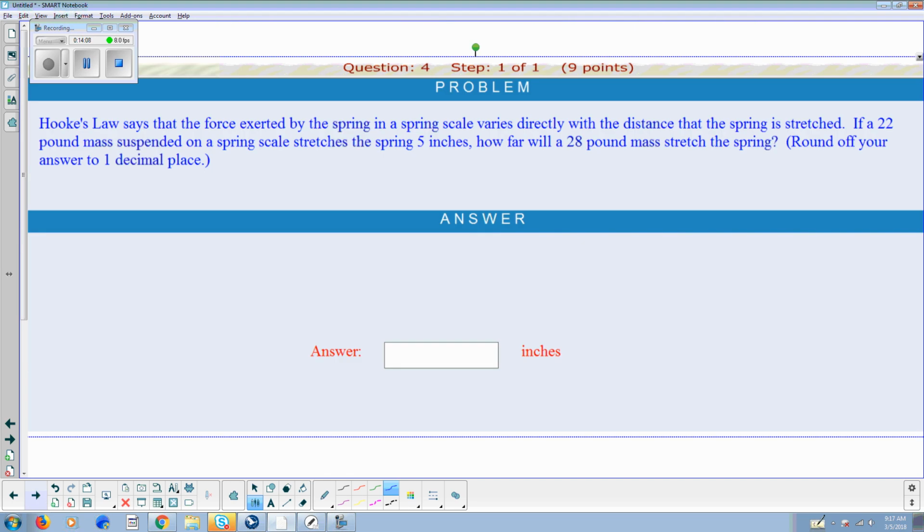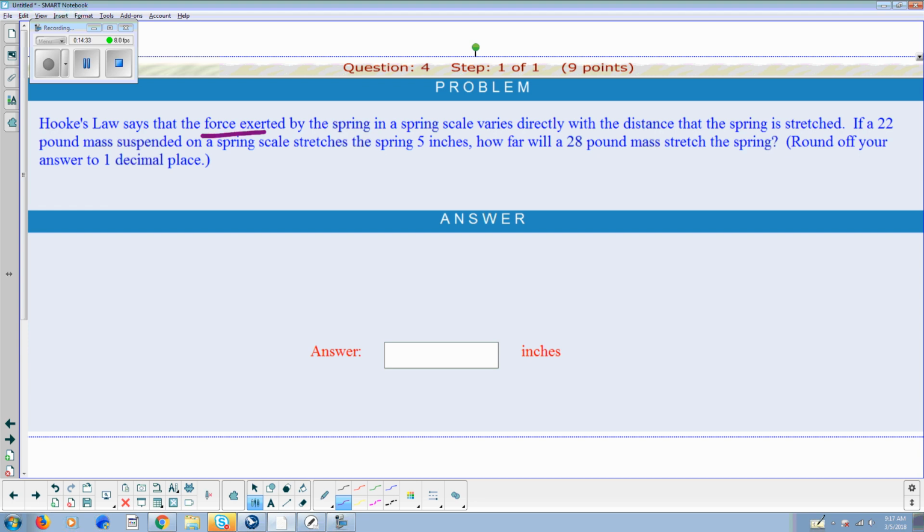Next question. Hooke's law says that the force exerted by the spring in a spring scale varies directly with the distance the spring is stretched. If a 22-pound mass suspended on a spring scale stretches the spring 5 inches, how far will a 28-pound mass stretch the spring? Round your answer to 1 decimal place. That means in the last step. Step 1, create the formula.